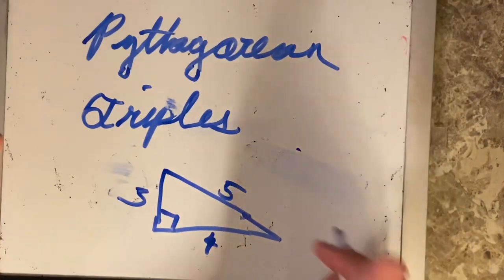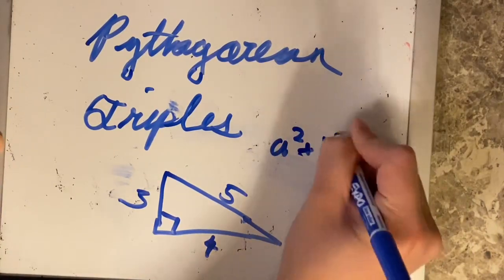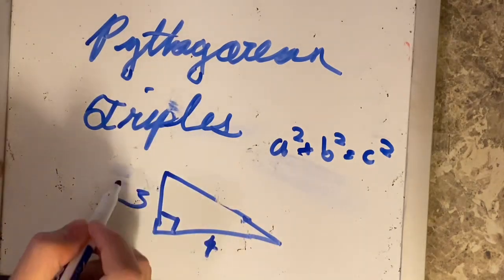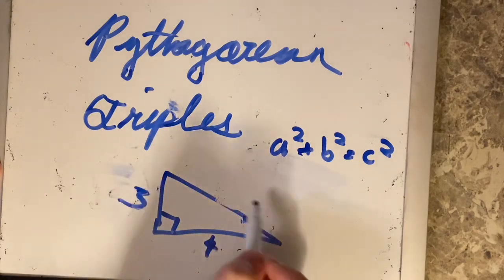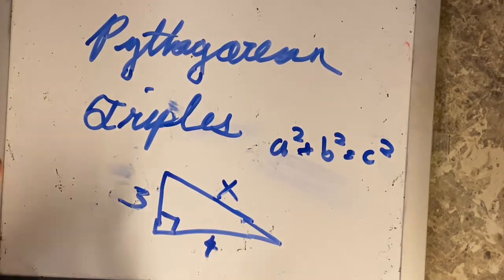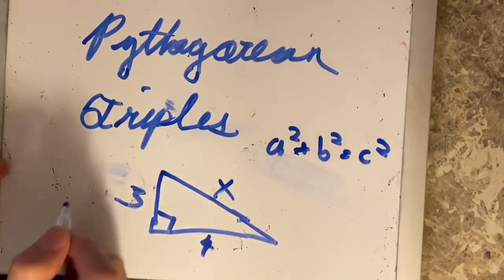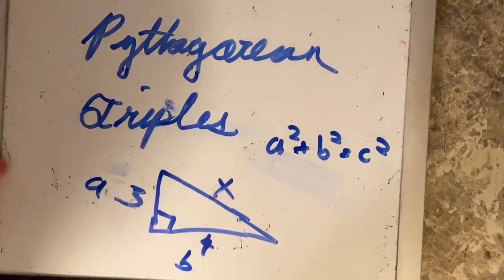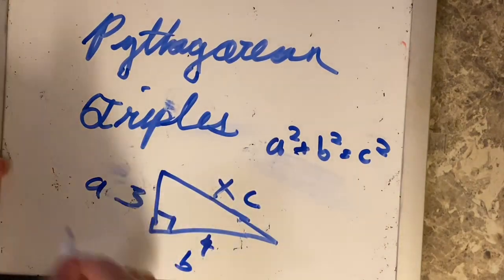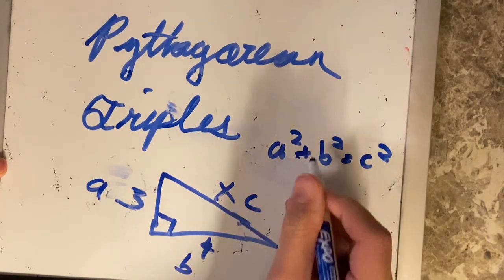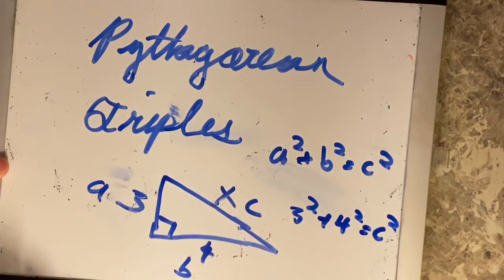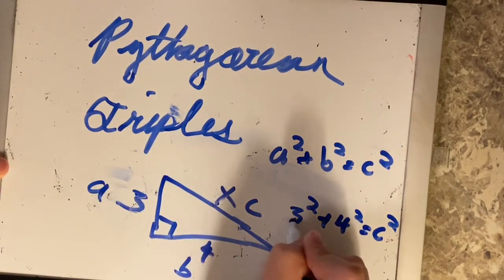So let's solve it with this formula right here: a squared plus b squared equals c squared. This is the formula that you would usually use to find the third length of a side. So let's say this side is 3 and this side is 4, and we're trying to find the length of the hypotenuse. Usually the shortest side will be a, the second shortest will be b, and the longest will be c. All right, so 3 squared plus 4 squared equals c squared, and c is the x in this case. All right, so simplify.